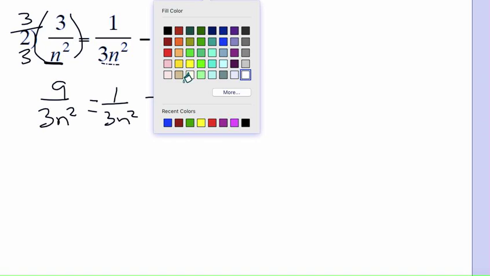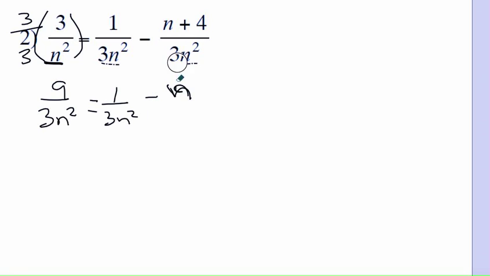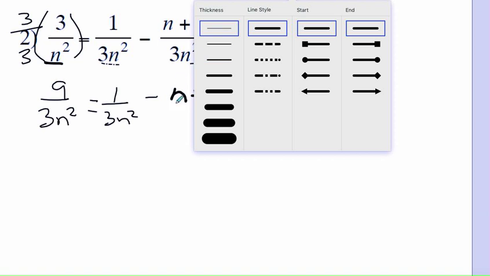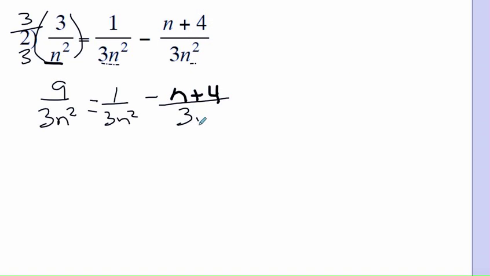n plus 4, all over 3n squared. Now my denominators are the same.